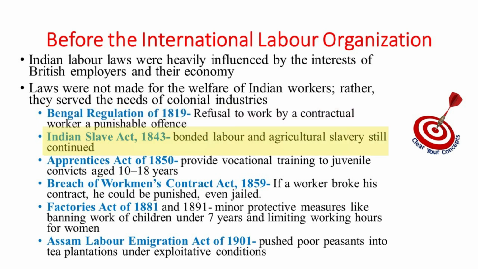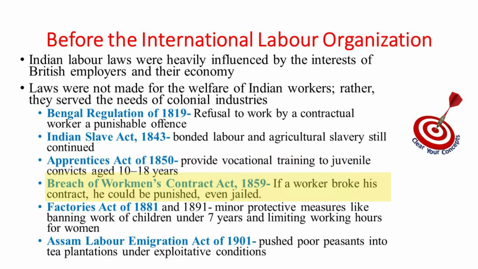In 1843, the Indian Slave Act was passed, which on paper outlawed slavery. But in practice, bonded labor and agricultural slavery still continued in many forms. Then came the Apprentices Act of 1850, which was not for general skill development but meant to provide vocational training to juvenile convicts aged 10 to 18 years.